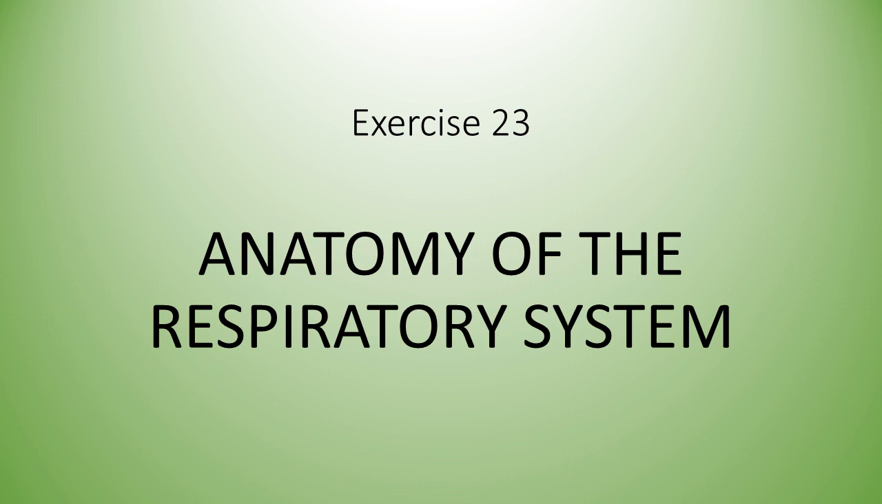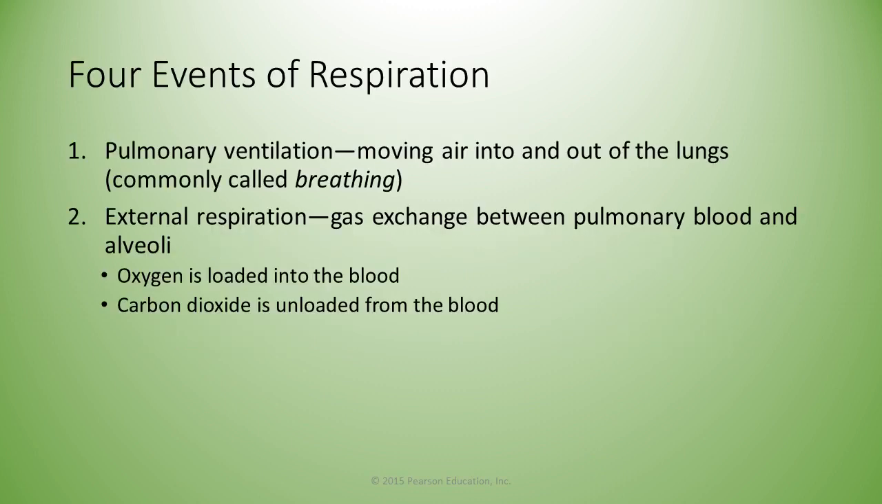Exercise 23 deals with the anatomy of the respiratory system. There are different events that occur in the respiratory system. We have pulmonary ventilation. This is what most of you refer to as breathing. This is getting the air to move into and out of the lungs. Number 2, you have external respiration. This is the gas exchange that is occurring in the lungs between the pulmonary blood and the alveoli.